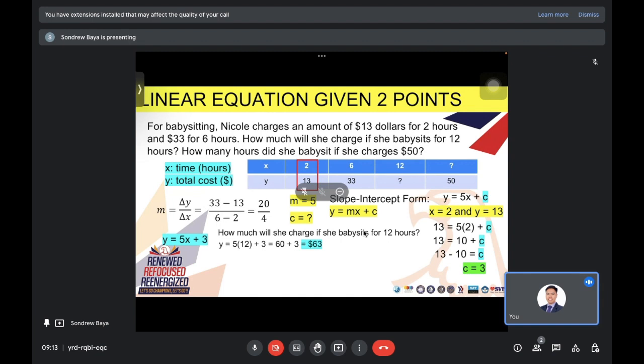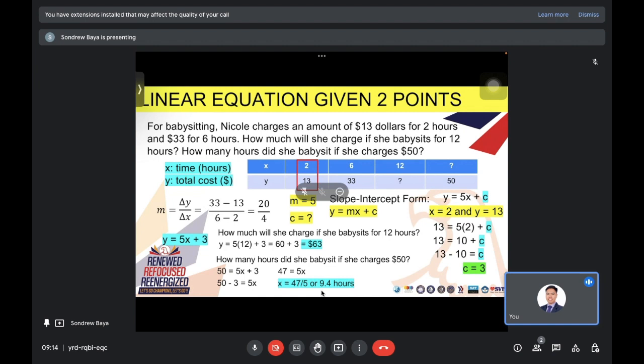Similarly, for the second question, how many hours did she babysit if she charges $50? 50 is the total cost, and we're looking for the time. So we can still use the same equation, but this time we have the value of y and we're looking for the x. Simply substitute, then use algebraic manipulation in order to isolate the x. Once it's isolated, divide both sides by 5, thus you get 47 over 5 or 9.4 hours.